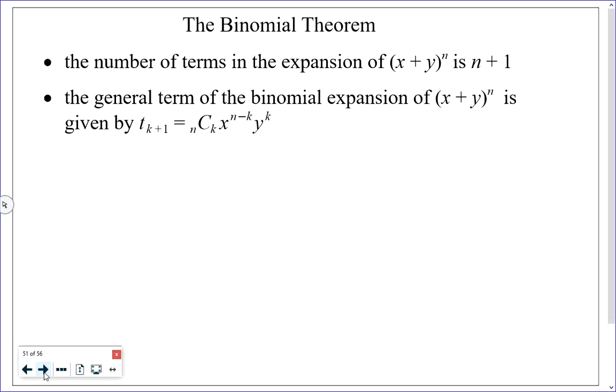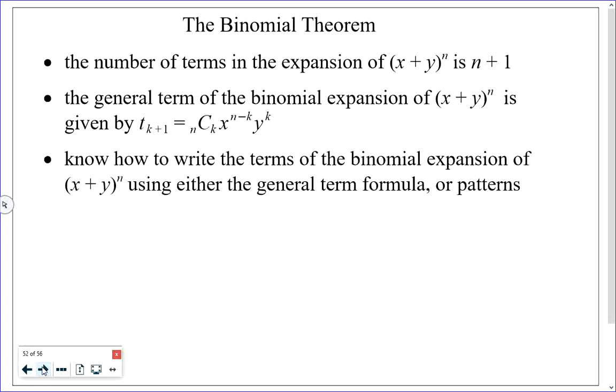But this pattern in a formula form says t sub k plus 1 equals n choose k times x to the n minus k times y to the k. The bottom line here is that k is what we call a key number, and each term in the expansion has its own individual key number. And you need to know how to put this all together, using patterns or this formula, to write out terms.